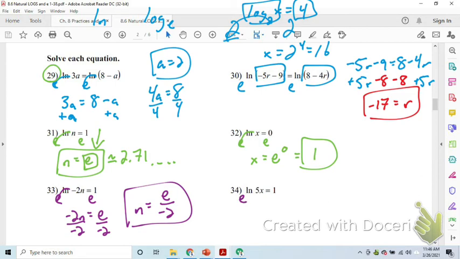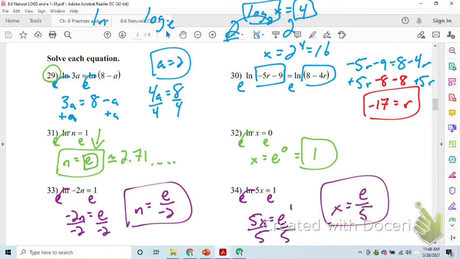Number 34, same thing. We're trying to get rid of the natural log, so I'm making them both exponents on e. When you do that, that goes away. You get 5x is equal to e to the first power, which means when you divide both sides by 5, you get x by itself. You get x is equal to e over 5. Perfectly good answer. Even though it looks weird, perfectly fine.